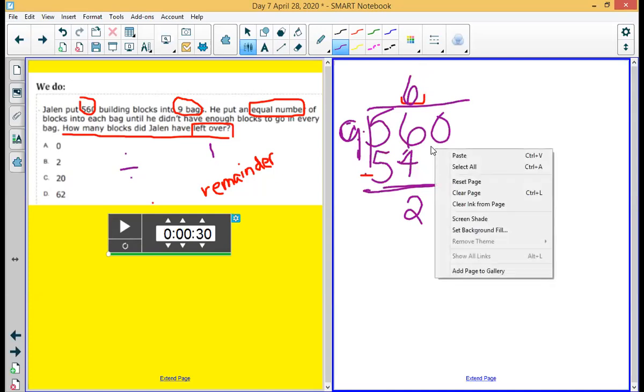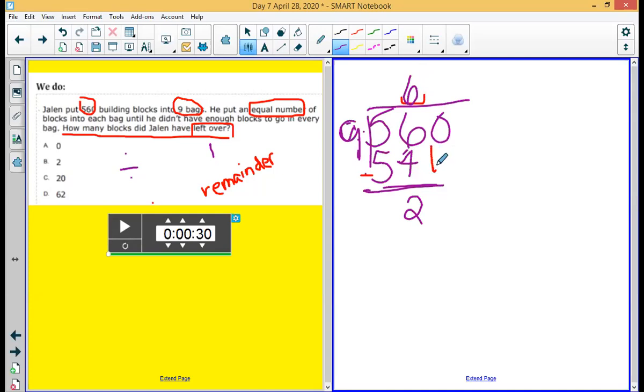Our next step is to bring down the next digit, and our next digit is 0. So now we're dividing 9 into the 20. So if I skip count by 9s until I get to 20, then I know if I stop at 2, 2 times 9 gives me 18. 3 times 9 is 27. That's too much because remember, I only have 20. So 2 would be my answer that I put here in my quotient.